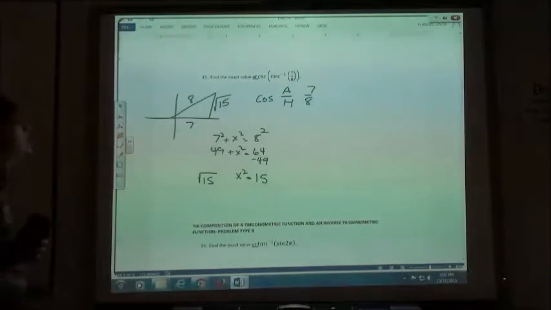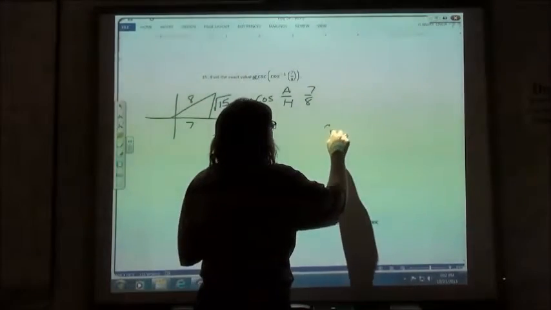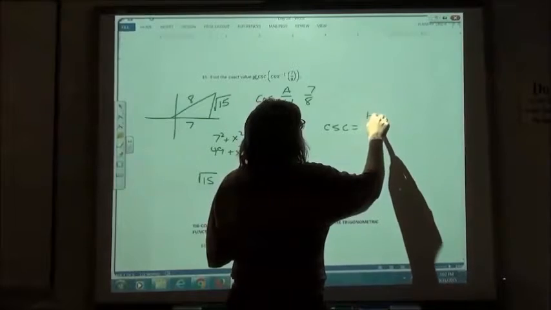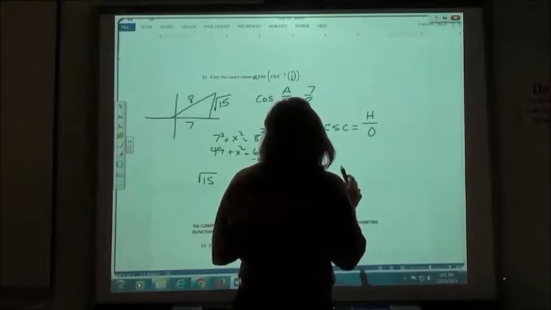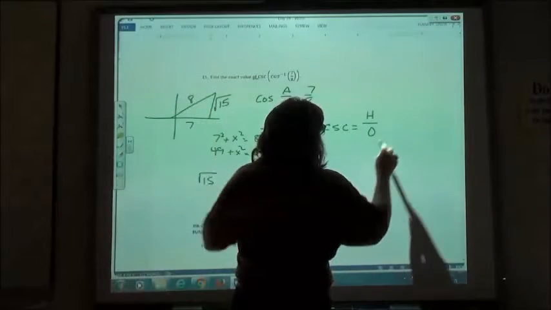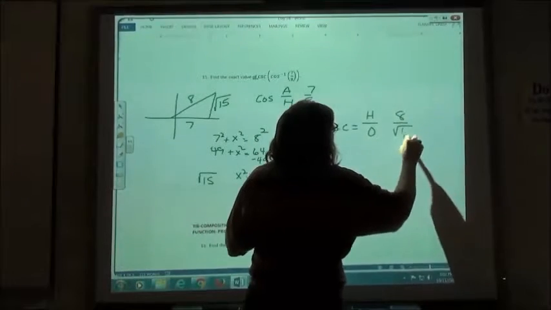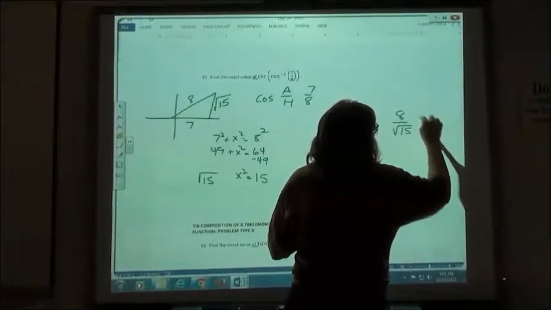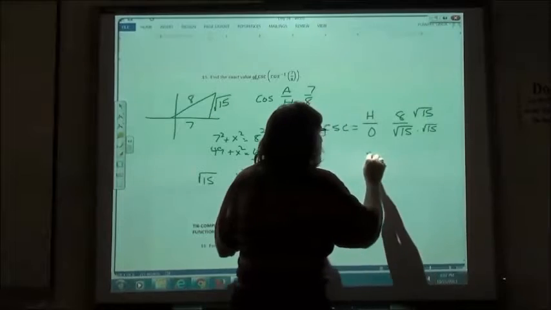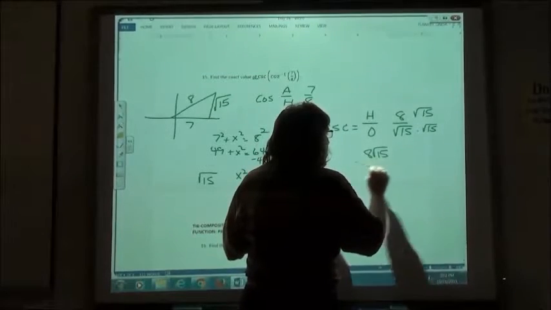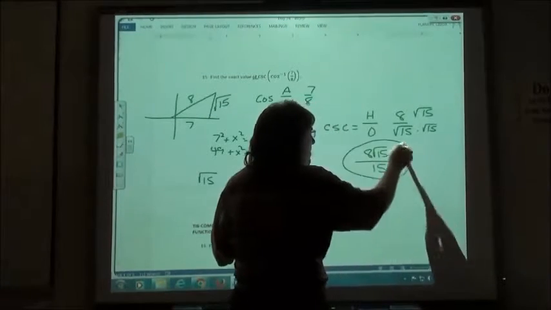And so now I'm going to do the cosecant. Cosecant is the hypotenuse over the opposite. So 8 over the square root of 15. I have to rationalize my denominator, so I get 8 square root of 15 over 15 for my answer.